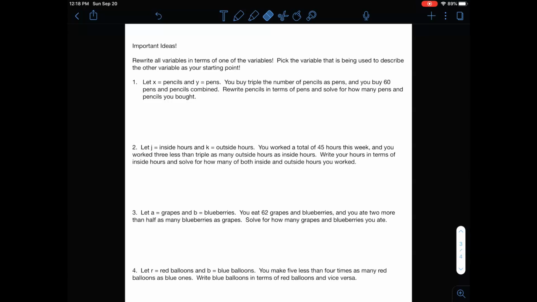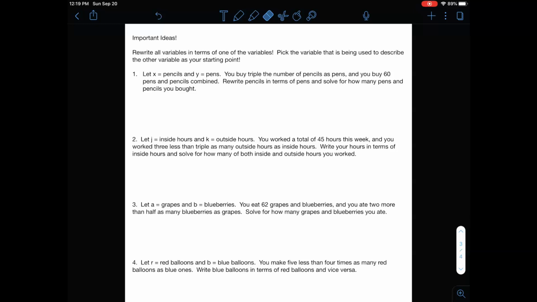This is part 2 of 1.5's lesson. It might be good to write these problems down and try them on your own first. Maybe go one at a time. Write down one problem, give it a try, see if you can figure it out, and then I'll go through the answers with you in a second here.